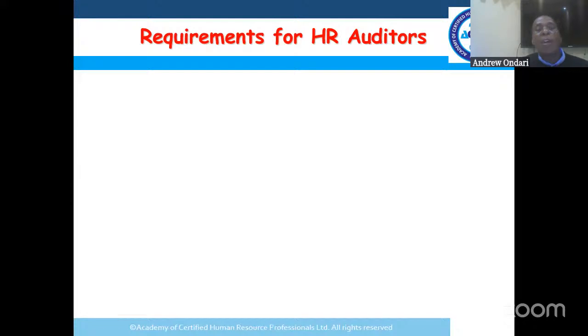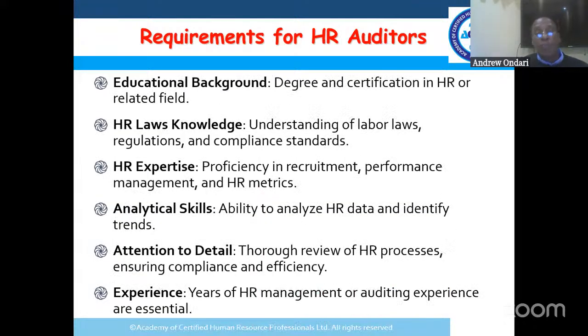Next is the requirements for HR auditors. What is it that HR auditors must have for them to conduct the audits effectively? These are the qualifications of the HR auditors, and I've given quite a number of them. One is educational background. The basic requirement here is that they must have a degree or a certificate in HR.